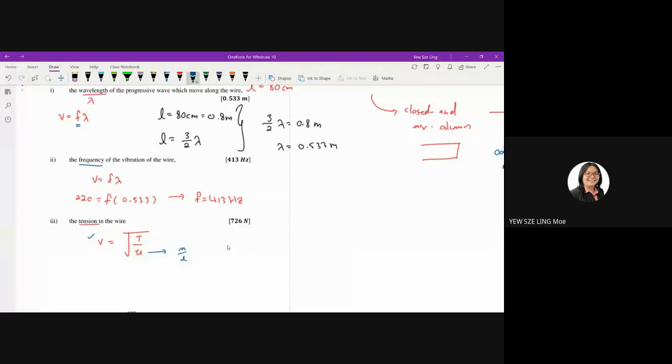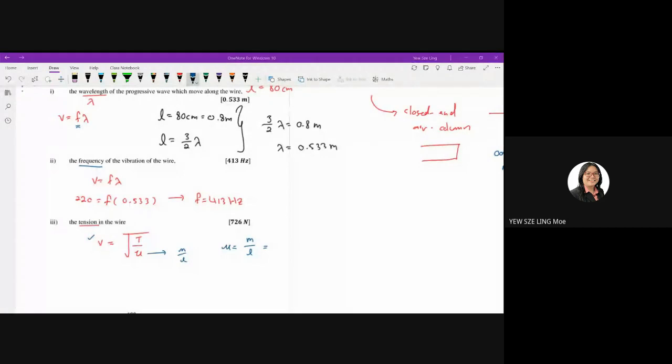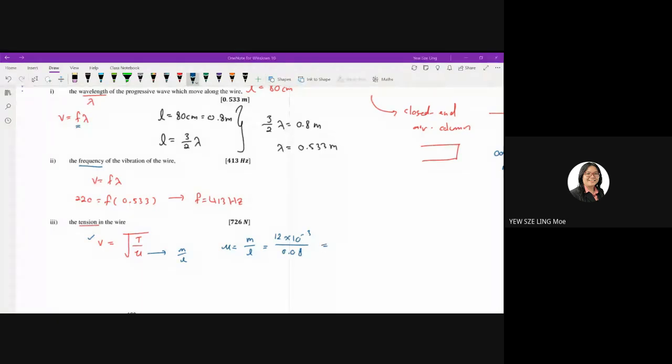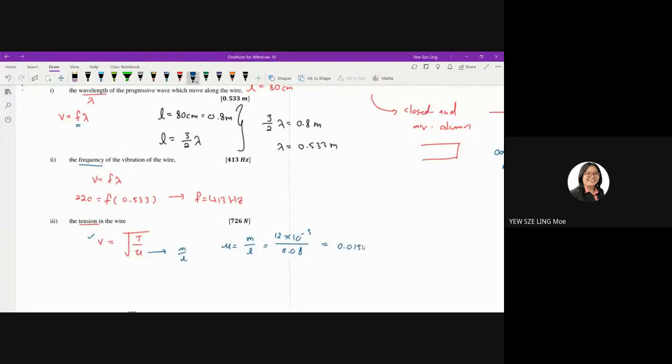So μ is equal to M over L. Given M is 12 grams just now, we have 12 times 10 to the power of negative 3 divided by 0.08. Make sure everything is in SI units, because now you want to calculate force and your velocity is in SI units. Therefore, your μ should be in SI units as well. So it is equal to 0.015 kg m^-1. Mass is kg, length is meter. That is the value of μ.